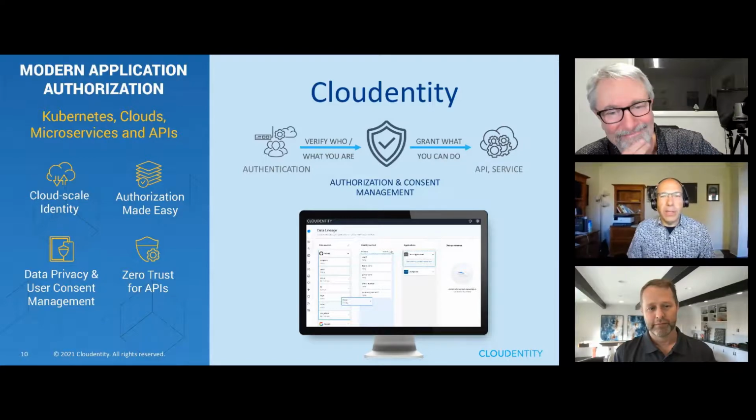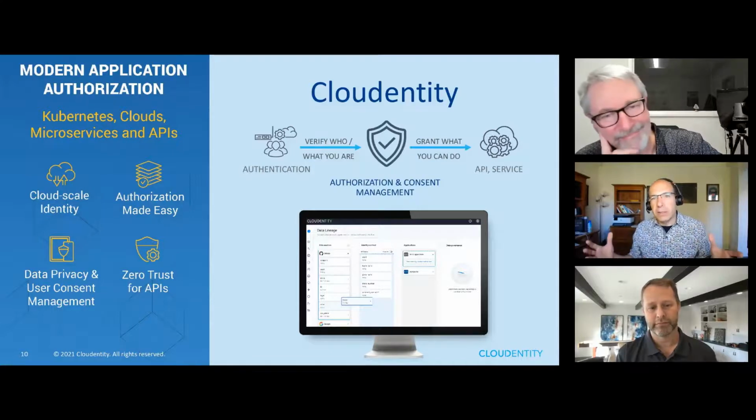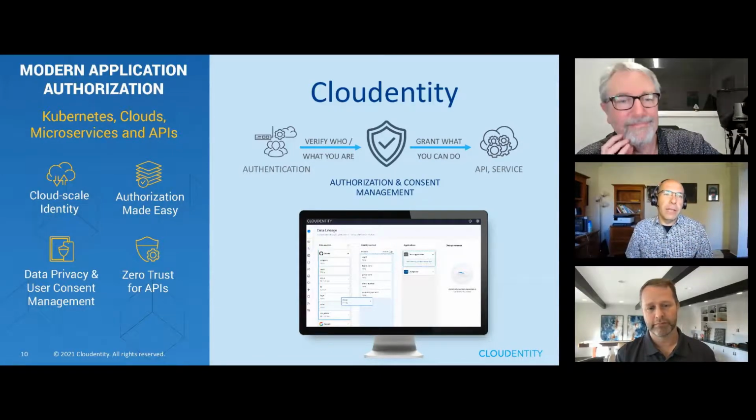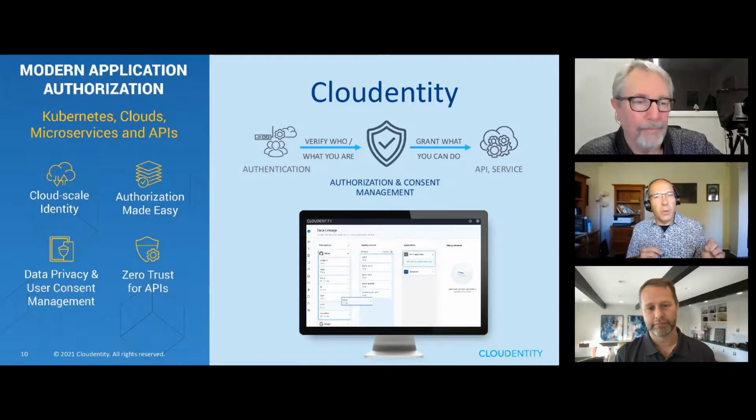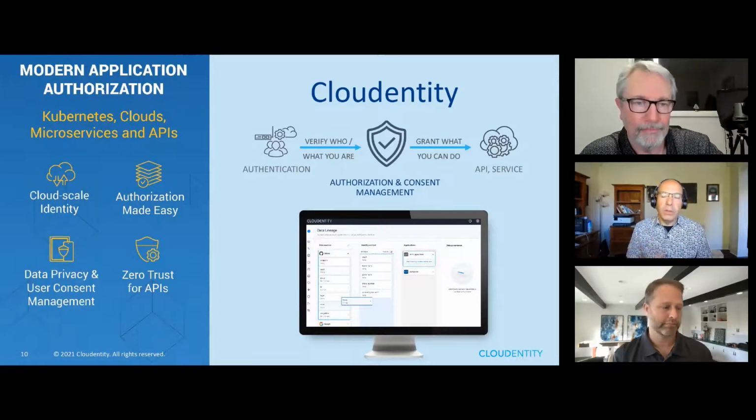I think the key takeaway, and we touched on it throughout the call today, is really just to start small, right? Don't try to conquer the world. If you're struggling with how to get started, pick a small business segment. Maybe you've got a set of APIs in a silo that need revamping. Go out and start there. Work very closely with your business, which is really important. And look for great tools like Cloud Entity.